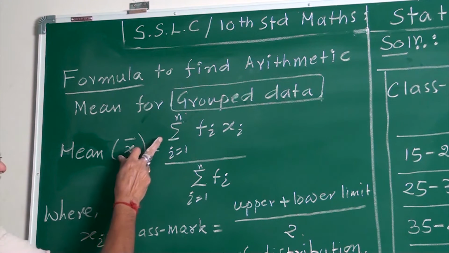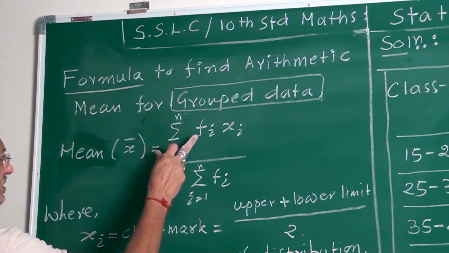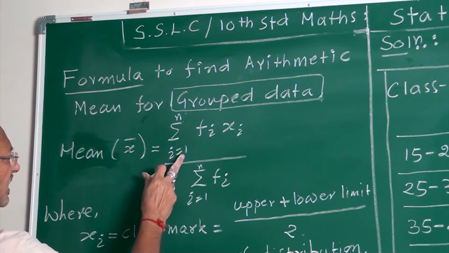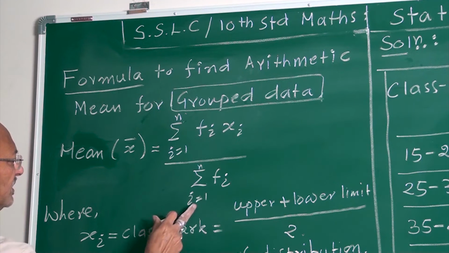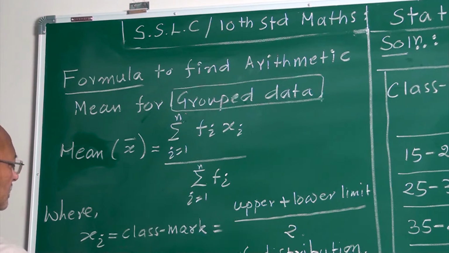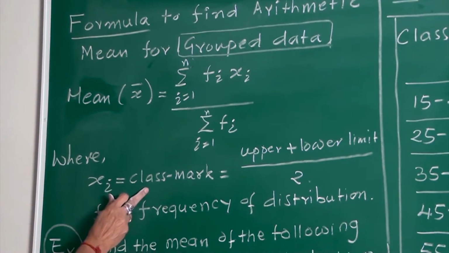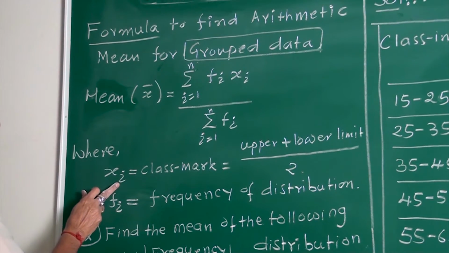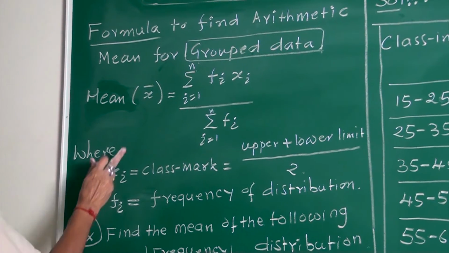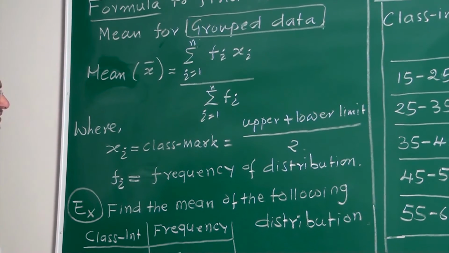X bar equals sigma, meaning summation, fi xi, i takes the values from 1 to n, upon sigma fi, i takes the values from 1 to n. What is this xi? Xi is nothing but the class mark. For each interval, this class mark is different. Therefore, it is denoted by i.